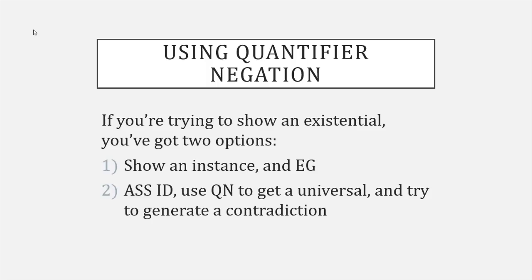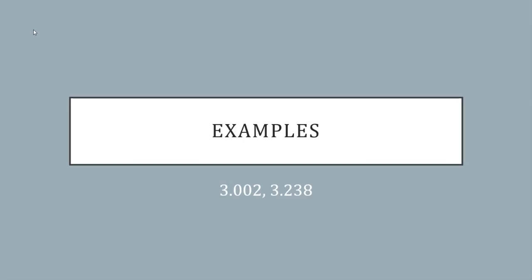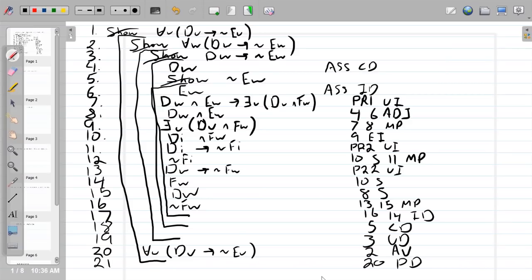So QN is a derived rule. There will be on the test and exam derived rules and basic rules derivations again. In the context of doing a basic rules derivation, probably you're going to show an instance. If it's derived rules, pretty much always you're going to want to assume ID and crack open that negated existential using quantifier negation. So, said that. Let's do some examples. So many examples today. All right.